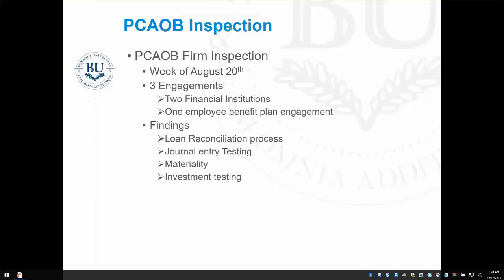So it's just important to note that while these may be findings, they don't indicate that we have a busted audit, if you will, and that there's issues that need to be remediated and we have to recall audit reports. That's not where we are at from that perspective.